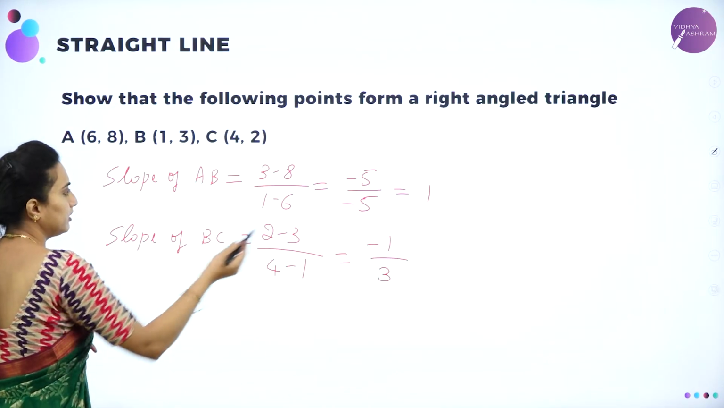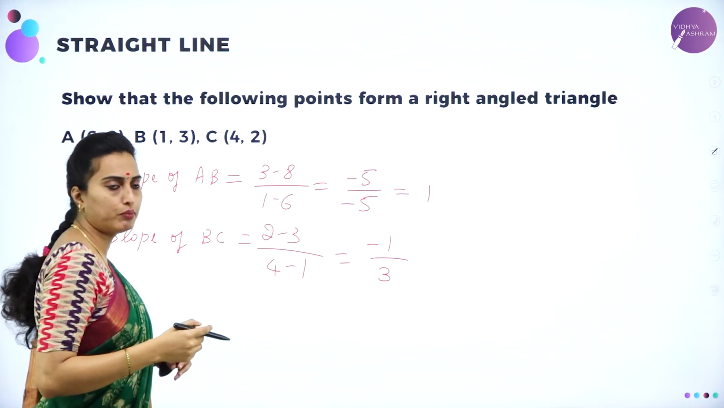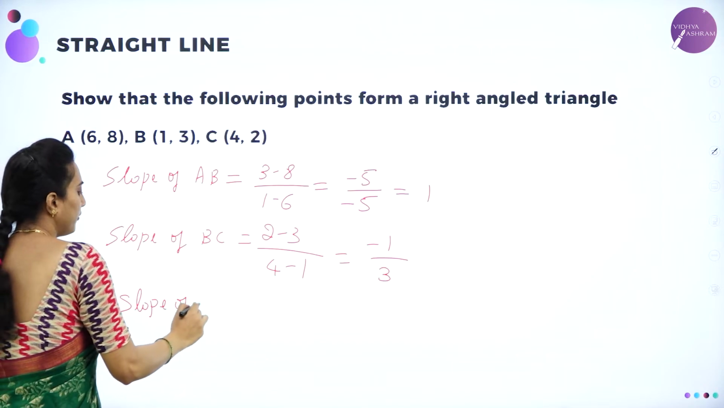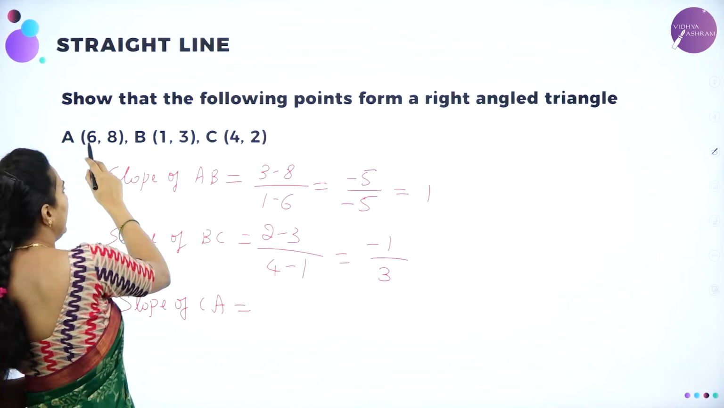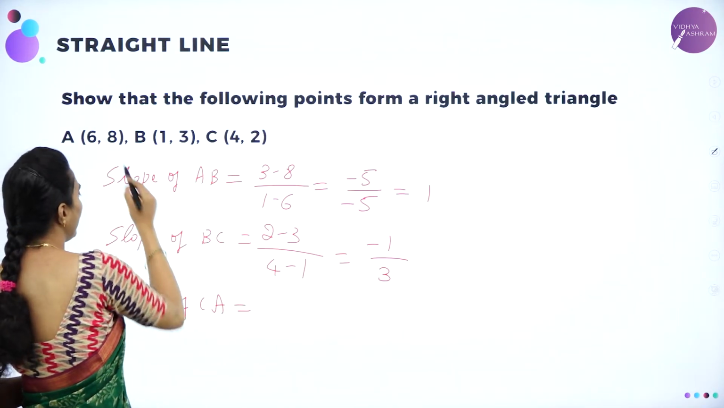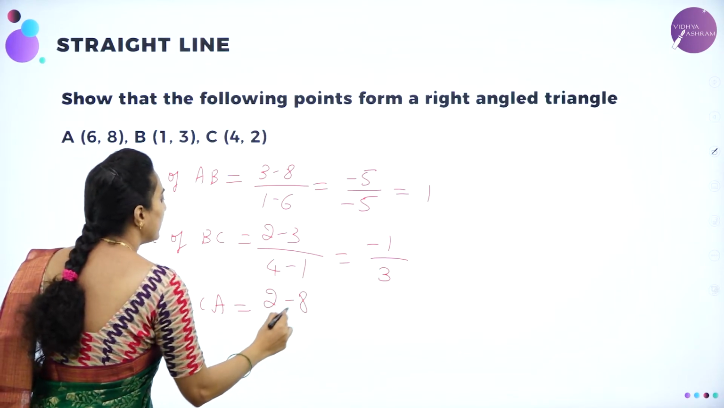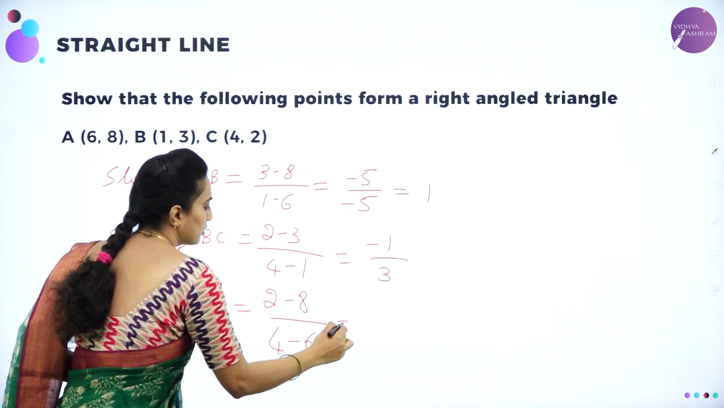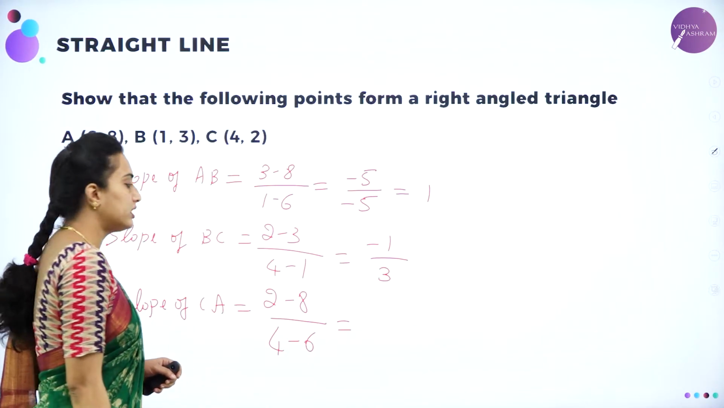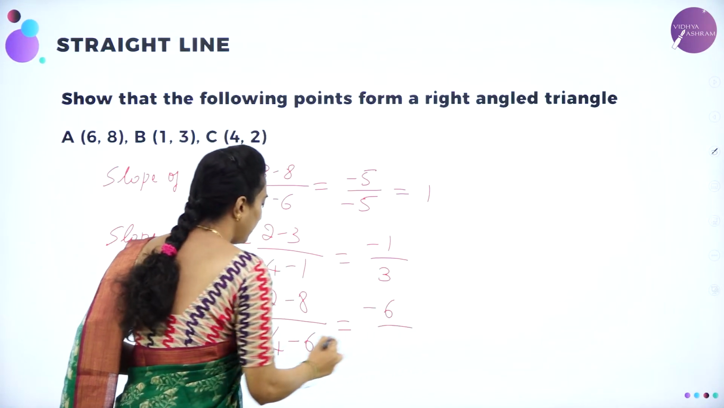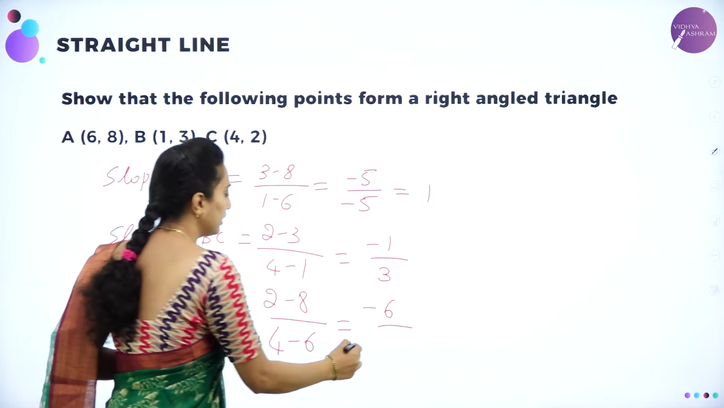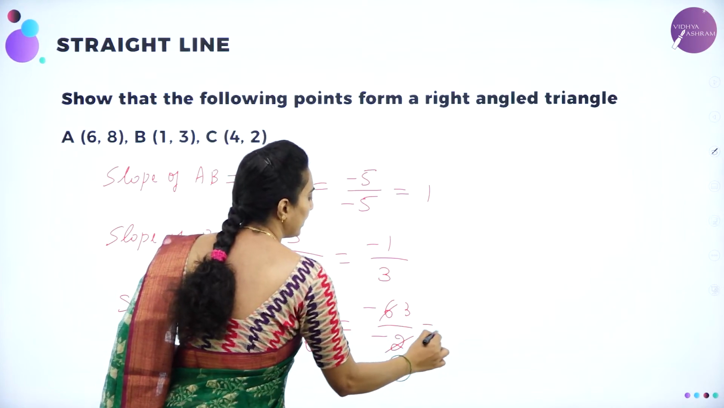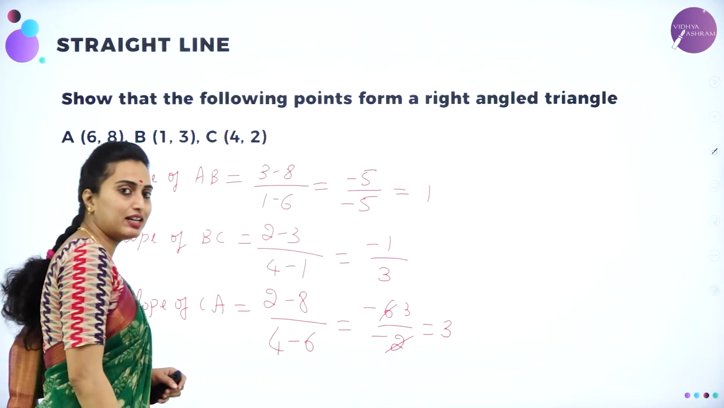Next, let us check that the product of two slopes is equal to -1. Let me find out the slope of CA. Slope of CA is 2 minus 8 divided by 4 minus 6. What is 2 minus 8? 2 minus 8 is -6 divided by 4 minus 6 is -2. The minus will get cancelled, having the answer as 3.